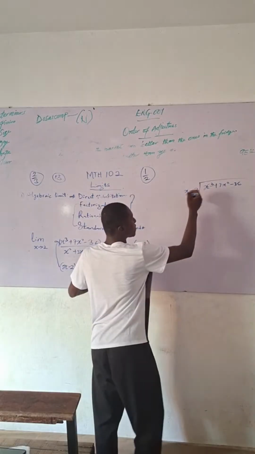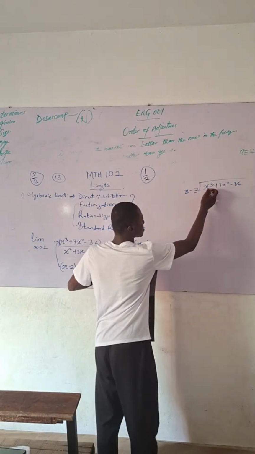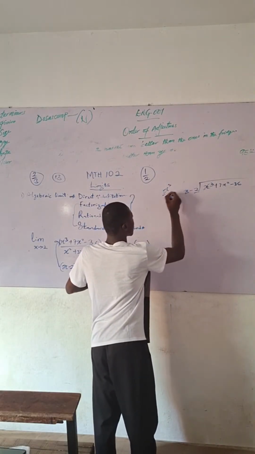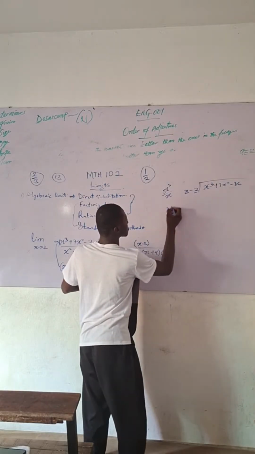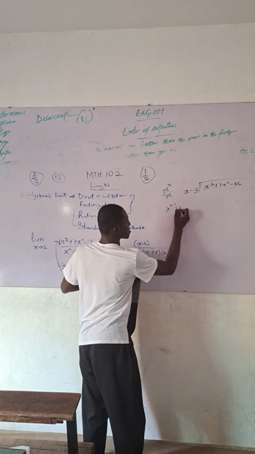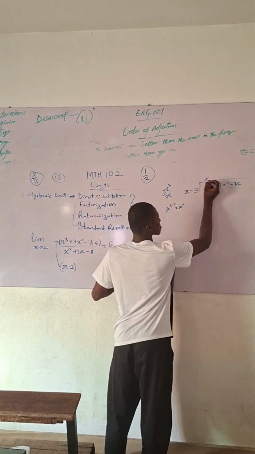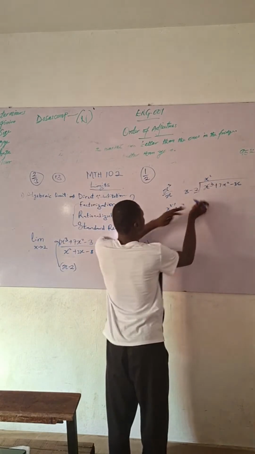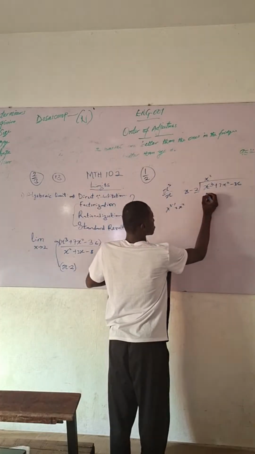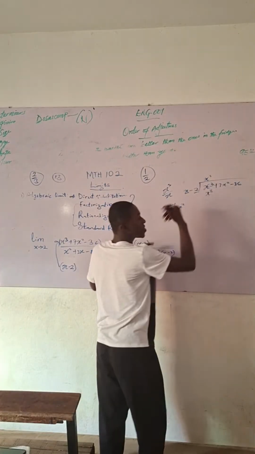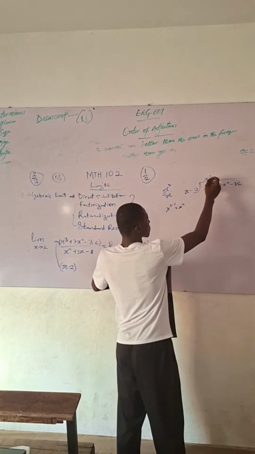So if you do long division, this divides this. Divided by x, that means x to the power 3 minus 1, that's x squared. You guys get it? So this is x squared. So x squared multiplied by this x squared. This is x. This might be a little bit confusing, but you just have to check the power.